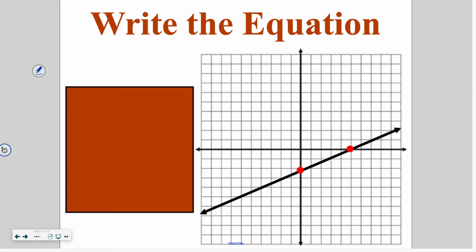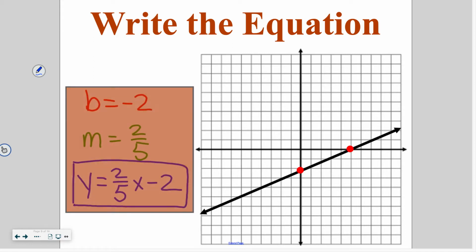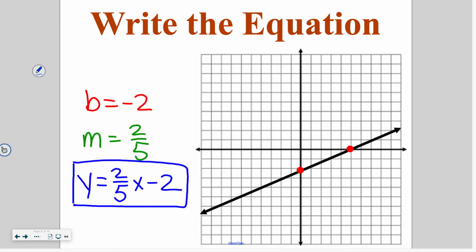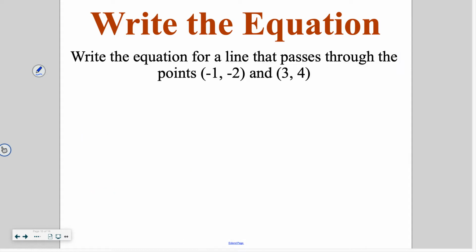Go ahead and try this one on your own. We find our slope, and we find our y-intercept. Put that together, we get 2/5 x minus 2.